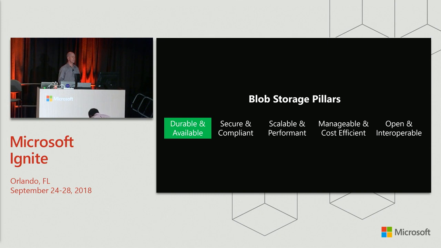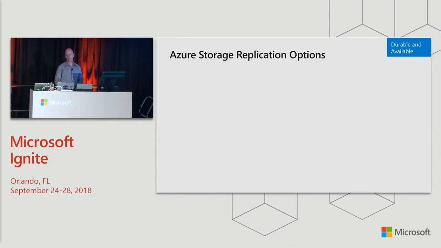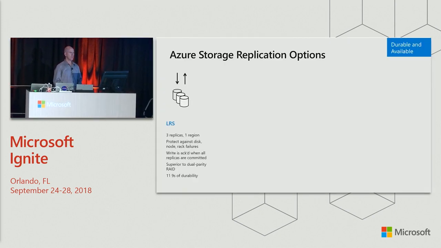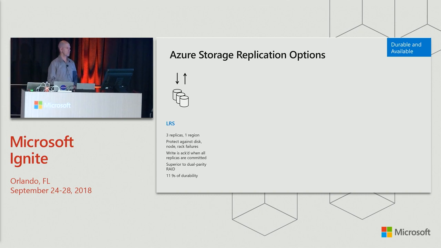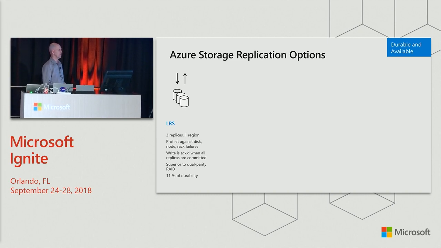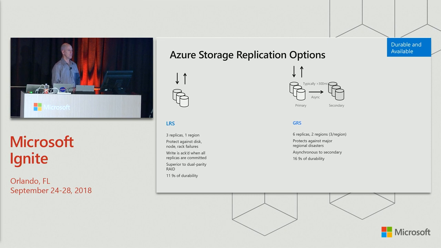Durability and availability, I can't really start talking about it without talking about replication options. So we start out with locally redundant storage or replicated storage. It basically keeps multiple copies within the same region across different disks. So we do protect against disk failure, and that gives you the 11 nines of durability that we provide with LRS. The next one is GRS, or geo-replicated, and this basically provides, similar to LRS, multiple copies, but in 2 different regions, typically with 300 plus miles between them, that are async replicated between them.